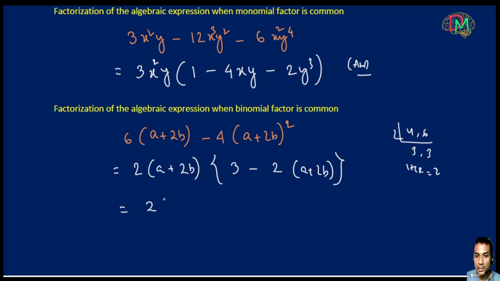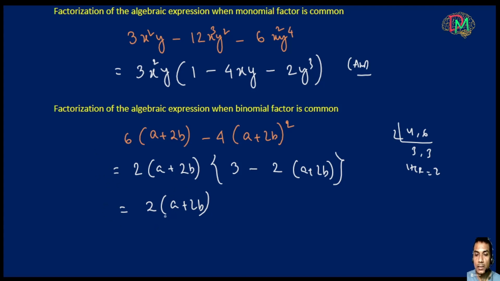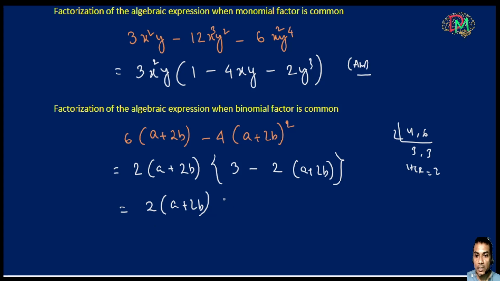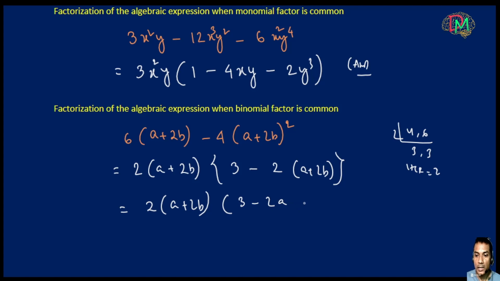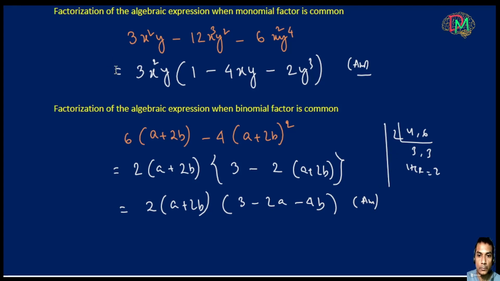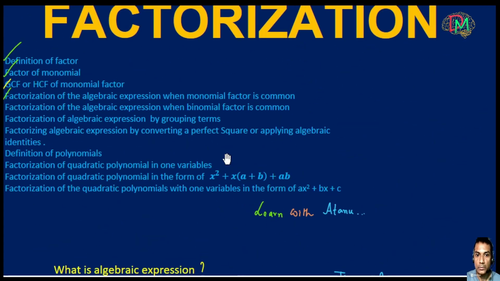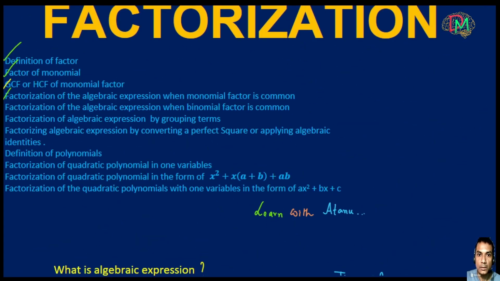Then we simplify this, a plus 2b, but don't do any multiplication, because we are doing what? Factorizing. Factorizing means writing as a product of the factors. So 2 is also a factor, a plus 2b is also a factor, and here what we get? 3 minus 2a minus 4b. This is the right answer. Clear? So we have completed this part also. This is completed.